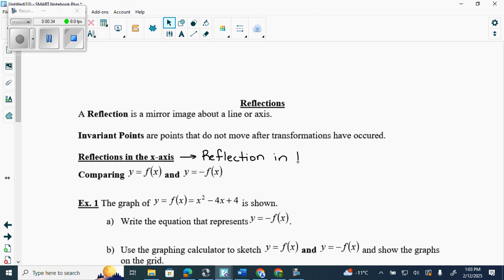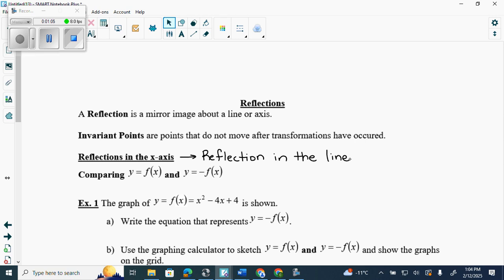in the line what? What's the equation of the x-axis? Make sure your notes are up. What's the equation of the x-axis? What are the values of y on the x-axis? 0. Every y value on the x-axis is 0, correct?